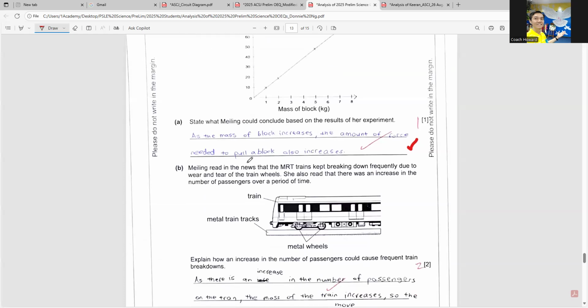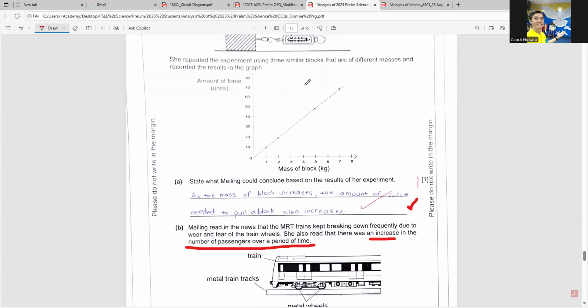Mei-Ling read in the news that the MRT trains kept breaking down frequently due to wear and tear of the train wheels, which is quite true. She also read that there was an increase in the number of passengers over a period of time because Singapore becomes more populated, so more people will take the public transport, especially during peak hours.